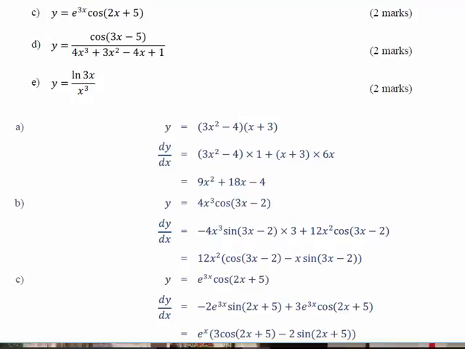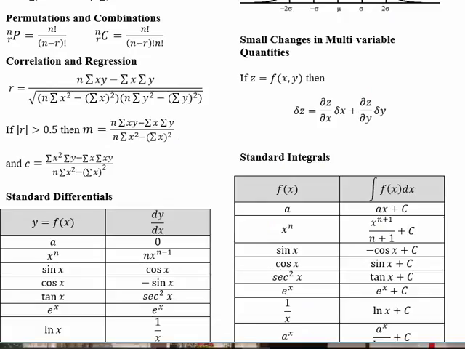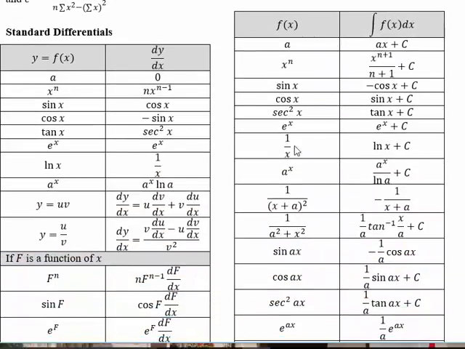D, we're going to use the quotient rule. The numerator is u and the denominator is v. So it's going to be v du dx minus u dv dx over v squared. If you can't remember that, just check the equations on the back sheet. U over v is v du dx minus u dv dx over v squared.